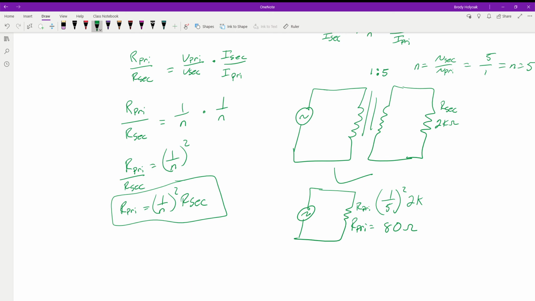If we had the other direction, if it was a 5 to 1 instead of a 1 to 5, we would flip this around. This would be a 1 over 5, which would flip that, which would be 5 squared times 2K, which would take that up to 50,000 ohms. So, like I said, we can see and play with this, and the whole idea is trying to determine what our primary is, what the source is seeing once we remove everything else from the circuit. That's kind of the whole idea.